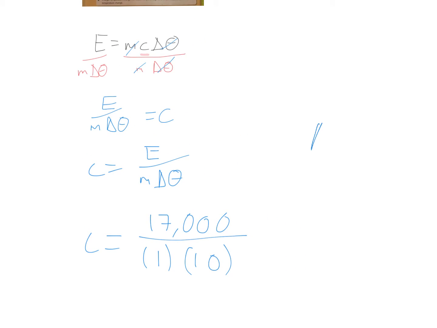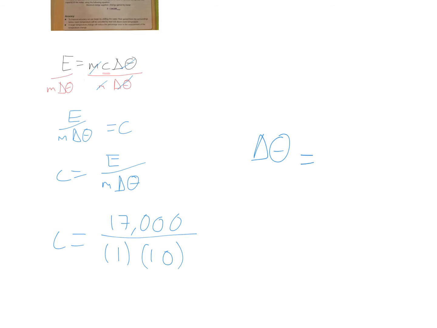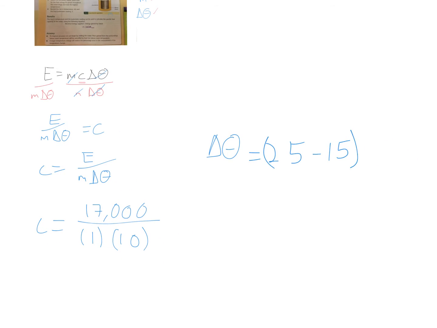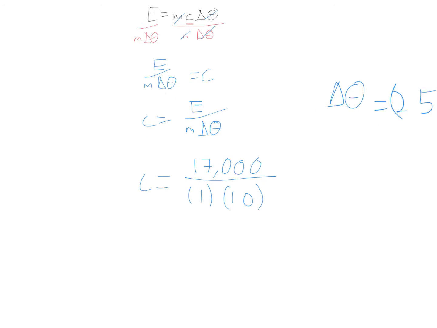Again, to get that change in temperature, delta means change, theta means temperature. We just find the difference. So if we ended up at 25, started at 15, we just find the difference between those two numbers. So that would be 10 degrees Celsius is our change in temperature.